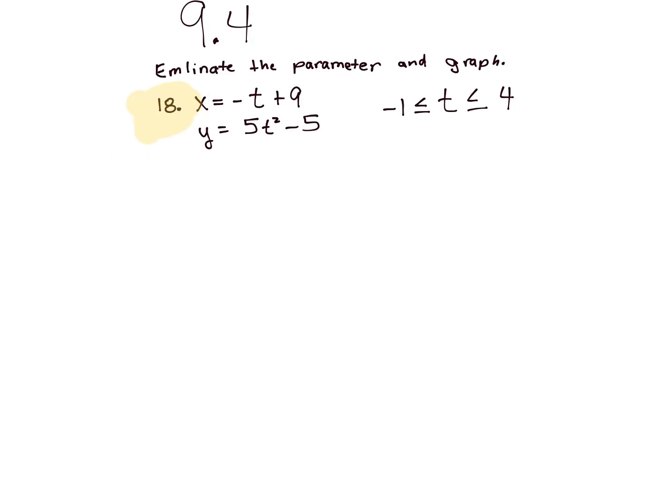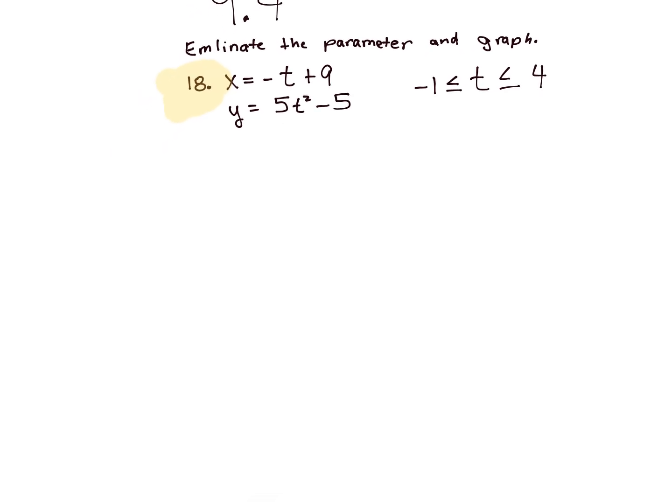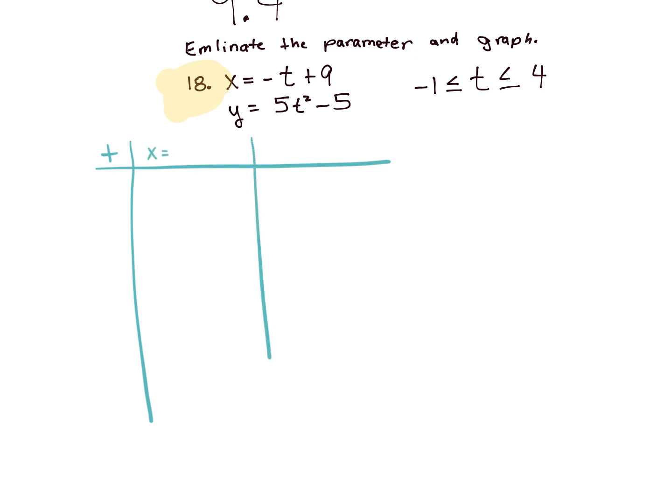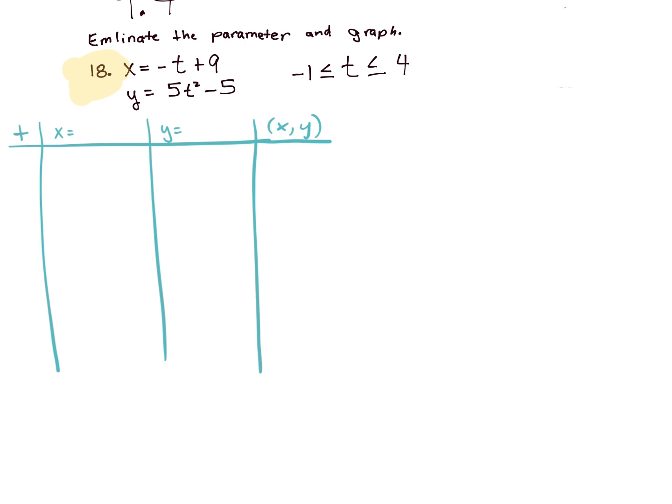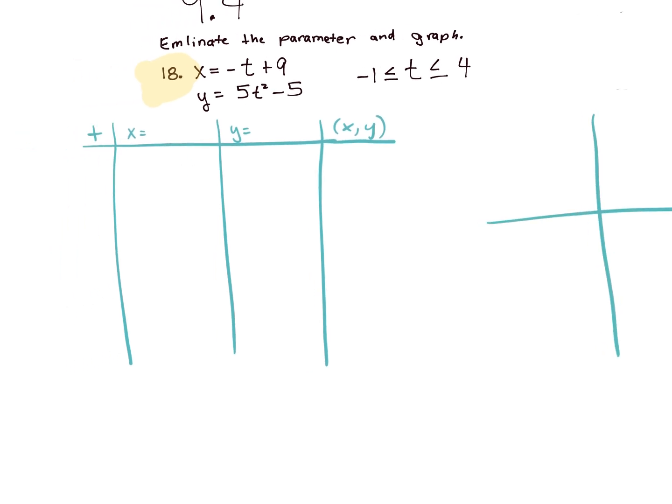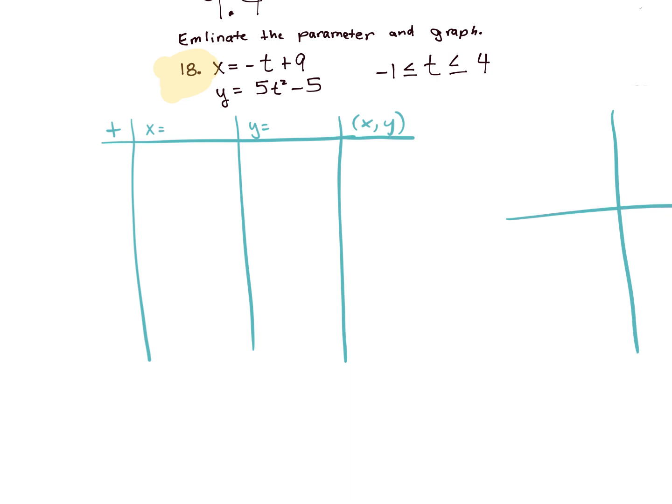So we want to eliminate the parameter and graph. I'm going to graph it first and then we'll eliminate the parameter. So I'm going to make my table to graph. We have our t, x equals, y equals, and our point, x comma y. So our point is what's going to end up going on the graph. What am I going to plug in for t here? It gives us -1 to 4. So we want to plug in all the values from -1 to 4. So we have -1, 0, 1, 2, 3, and 4.